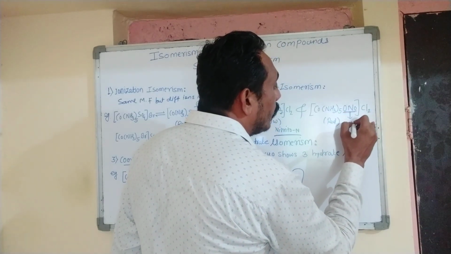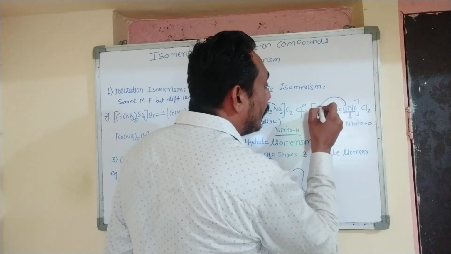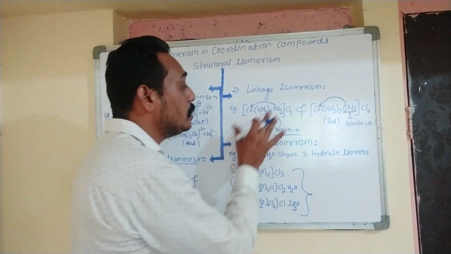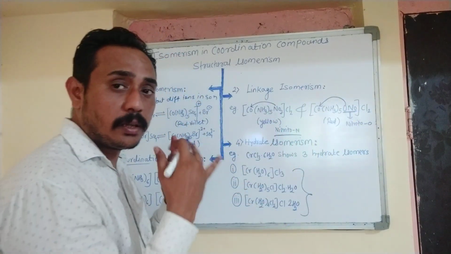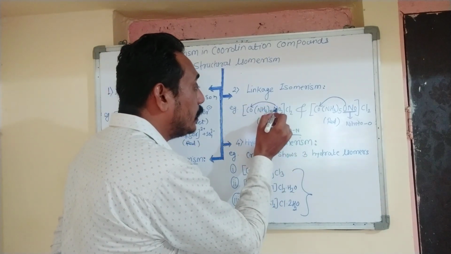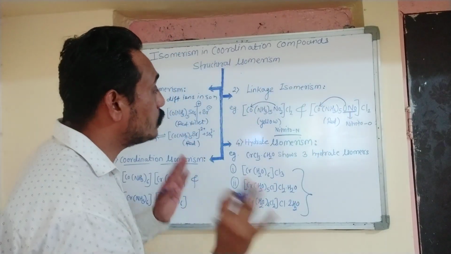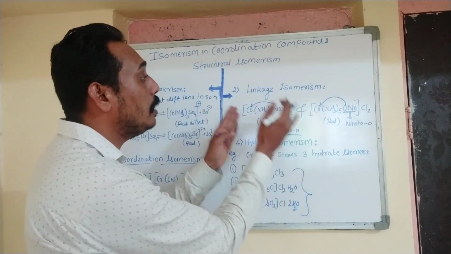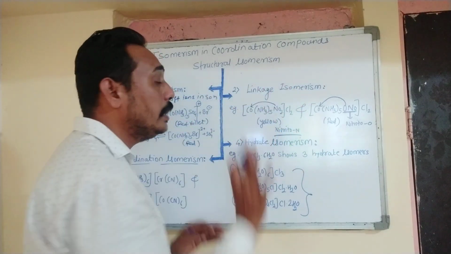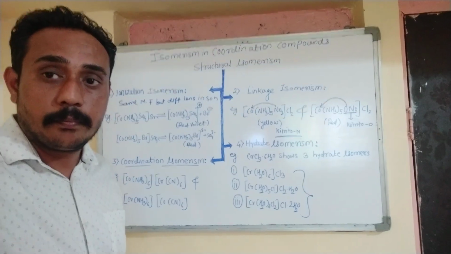So here the attachment atom is nitrogen, that is, nitrogen donates the electron pair to the cobalt. This is called nitrito-N. And in this complex the NO2 group is again there, but it is ONO, which is called nitrito-O. That means the NO2 group is attached to the cobalt through oxygen. The molecular formula is the same, the number of atoms is the same, but here it is attached through nitrogen and here through oxygen. Such isomerism, in which the molecular formula is the same but the ligand attaches to the central metal through a different atom, is called linkage isomerism.